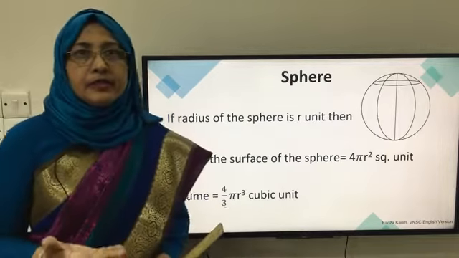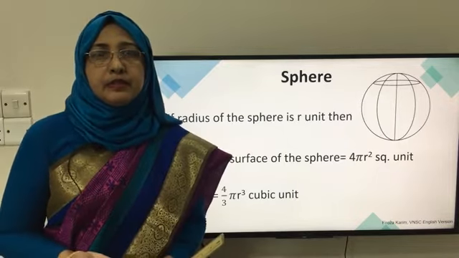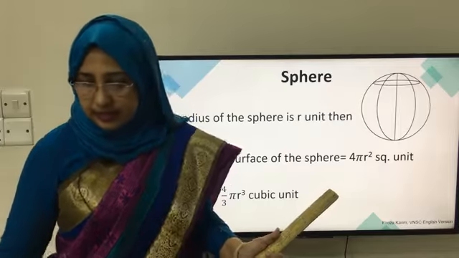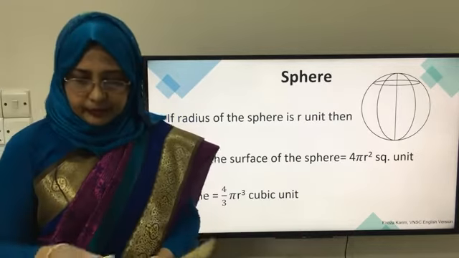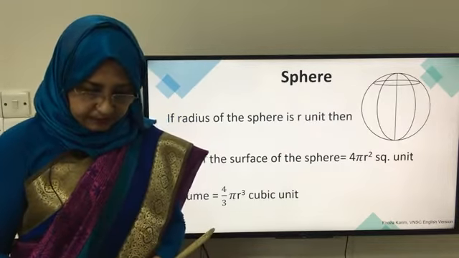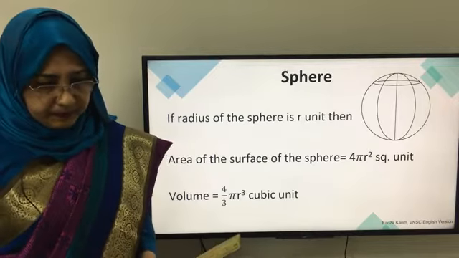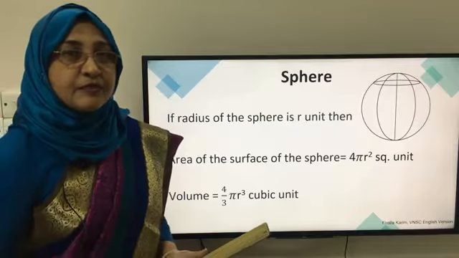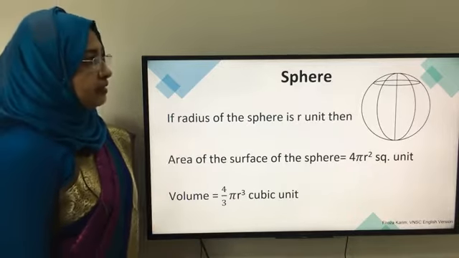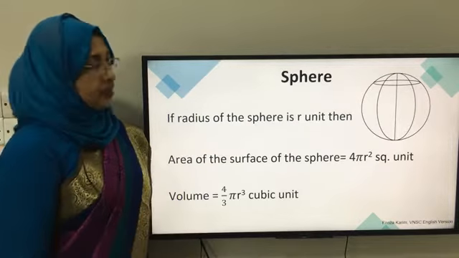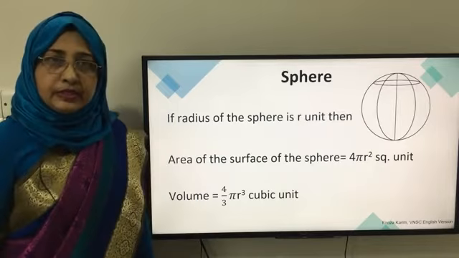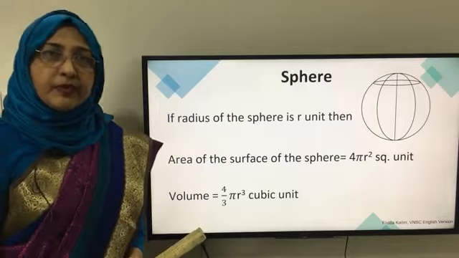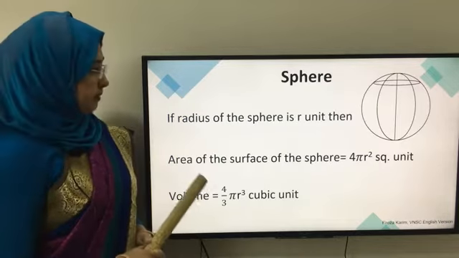Like a sphere, as for example, can you give me some examples of a sphere? Yes, I hope you can. Let me see. Yes, ball, tennis ball, football, etc. are spheres. So before doing the exercise, let us know the related formulas of a sphere.